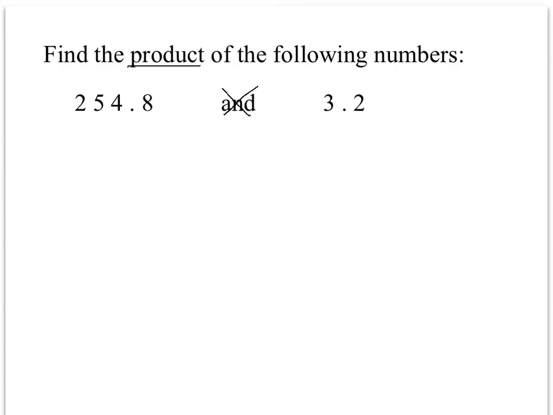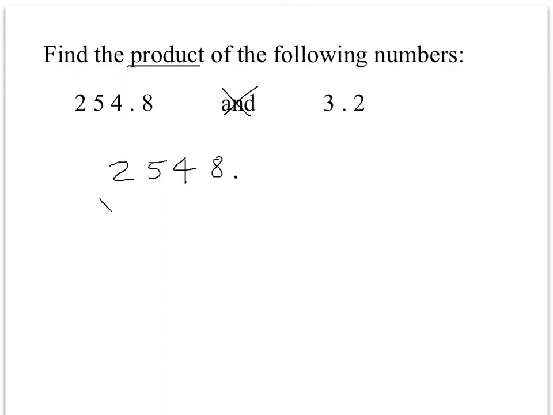Now, the way I do this, one of the questions is, do I need to line up the decimals? And the answer to that is no, absolutely not. The way I do this is I just look at these digits, 254.8, and I just write them as if there were no decimal, or better yet, as if the decimal were right here, like there's a whole number.